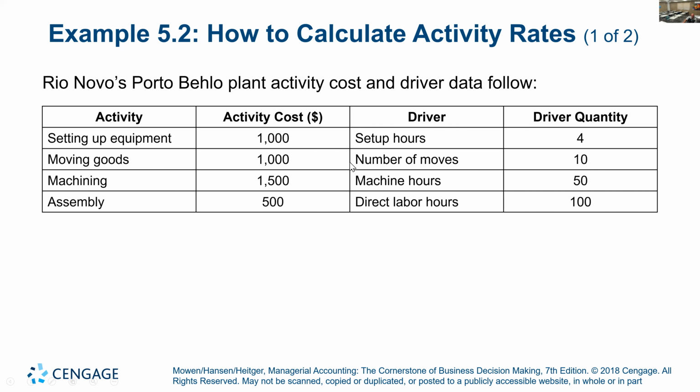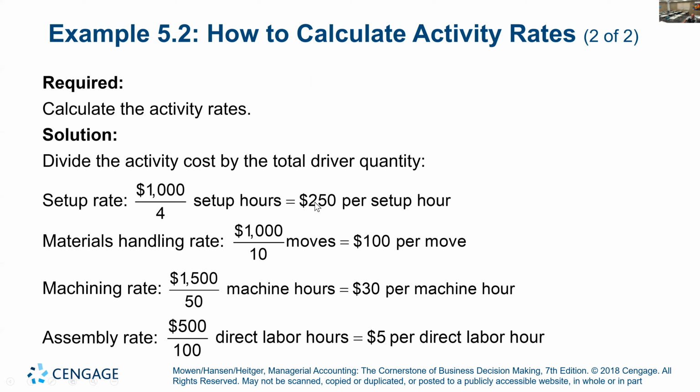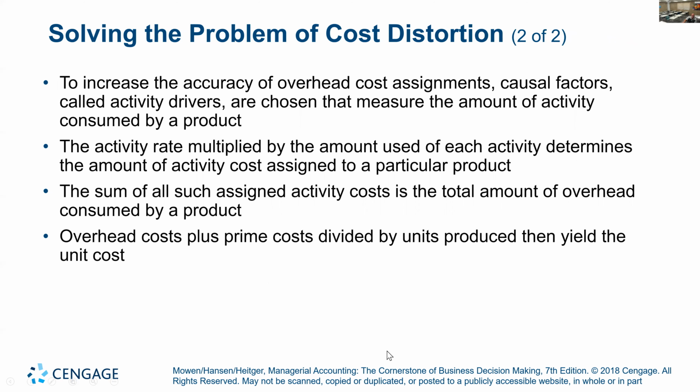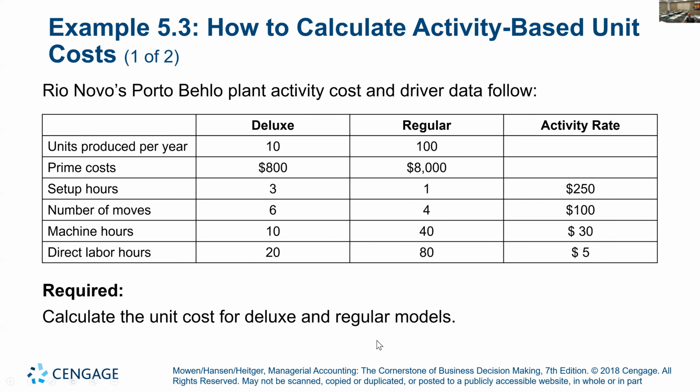So we're just going to take our cost and divide by our total quantity here. And we get our activity rates. 250 per setup hour, 100 per move, 30 per machine hour. Once we have those, then we need to take those activity rates and assign them to the product.